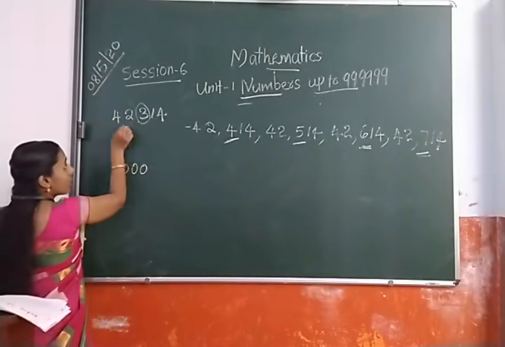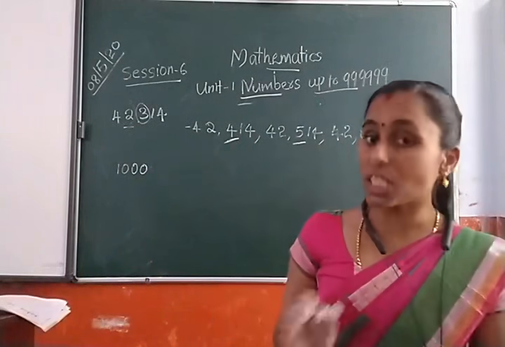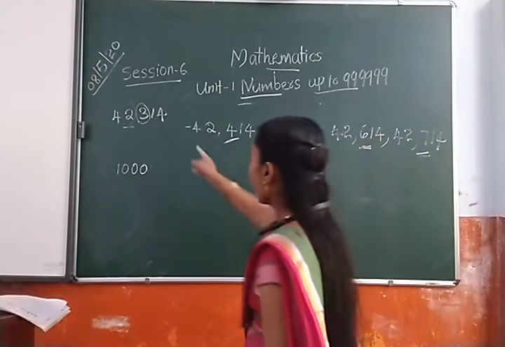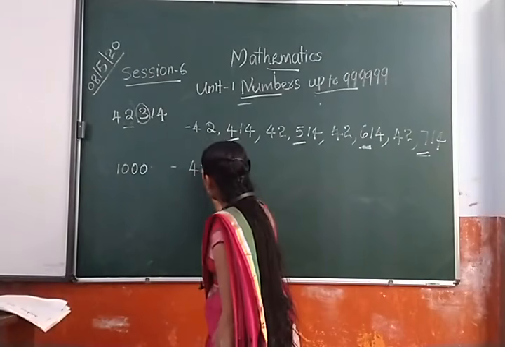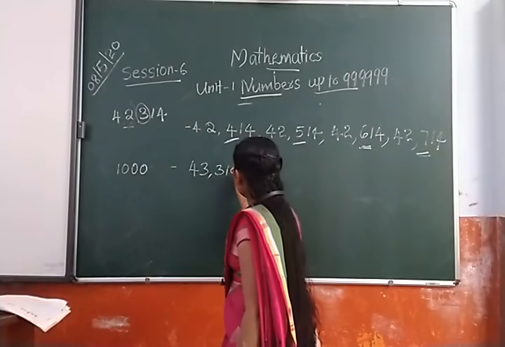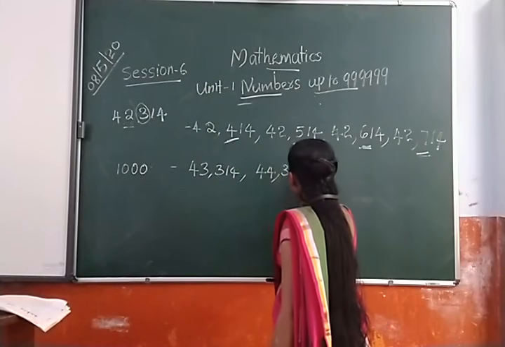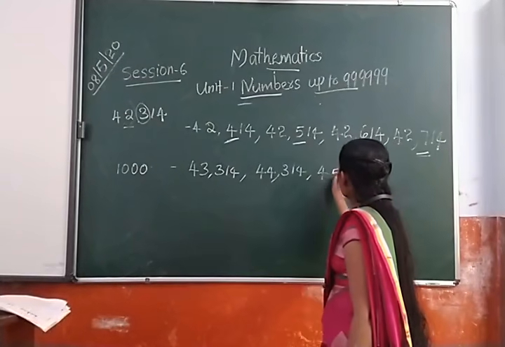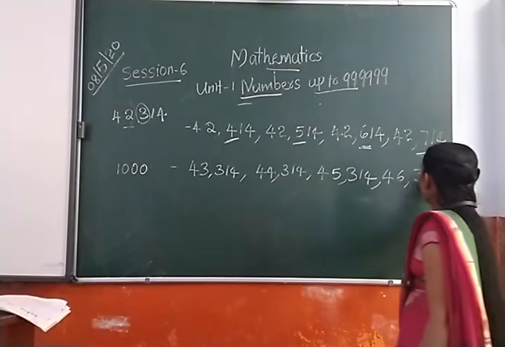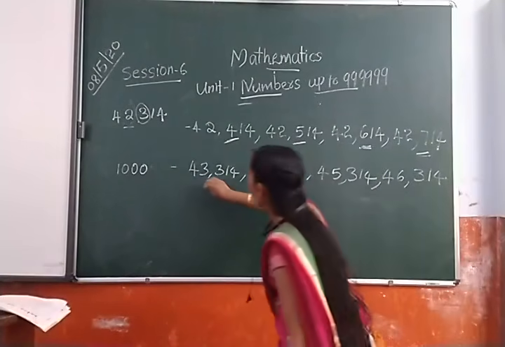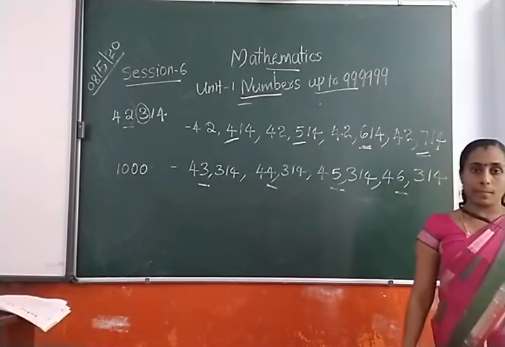Counting by thousands, the thousands place will change. Thousands place will increase by 1. Which number is in the thousands place? 2. So that is changed to 3: 43,314, 44,314, 45,314, 46,314. Here see, thousands place: here 3, here 4, here 5, here 6.